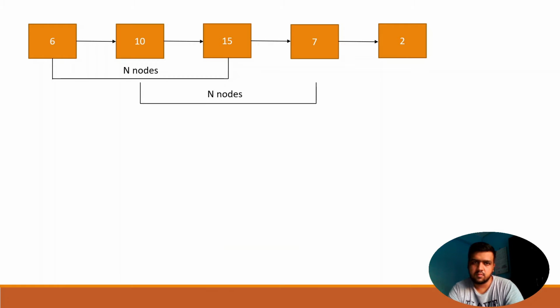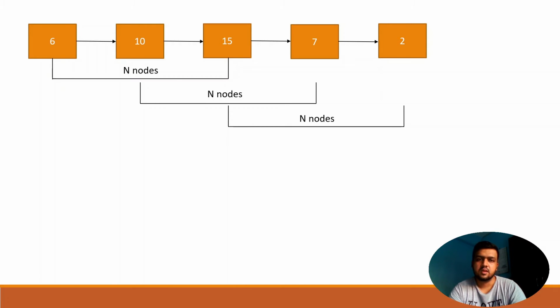So I will just move the sliding window, and as soon as the first pointer reaches the end of the list, I will be at the nth last node of the list. So that's how it is done.